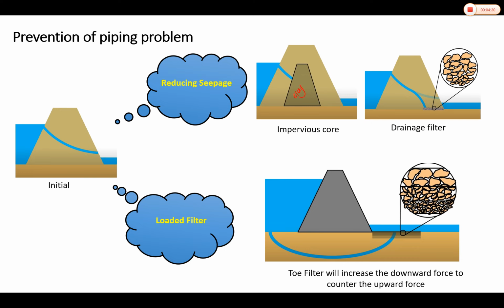We can also have the drainage filter at this area. The drainage filter is made from coarser material, and it will divert the movement of the seepage. And then we can also have the loaded filter located here. It will also have a distribution of different particle sizes of soil, coarser material basically, to reduce the seepage quantity.